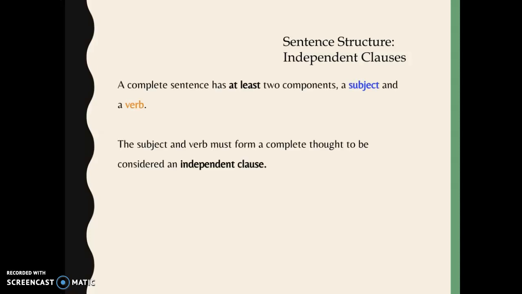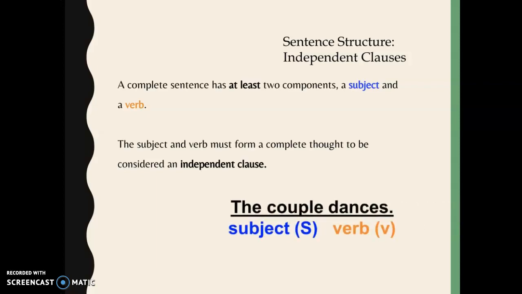Sentence structure and independent clauses. A complete sentence has at least two components, a subject and a verb. The subject and the verb must complete a thought to be considered an independent clause. The example, the couple dances: the subject is couple and the verb is dances. That makes it an independent clause.